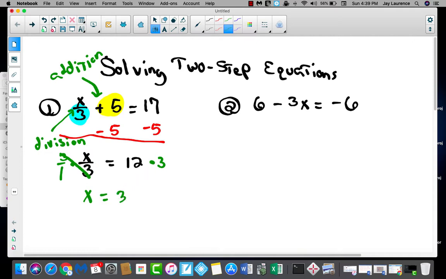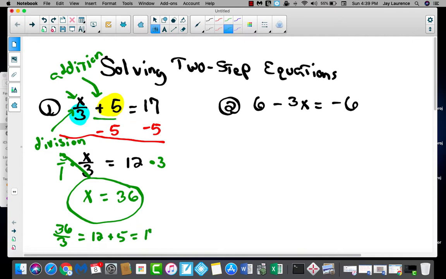And 12 times 3 is 36. And of course, you should always check your answer. So I put 36 in here, right? And I get 36 divided by 3, which is 12. And then if I add 5 to that, plus 5, I do in fact get 17. I know this checks. I'm good.